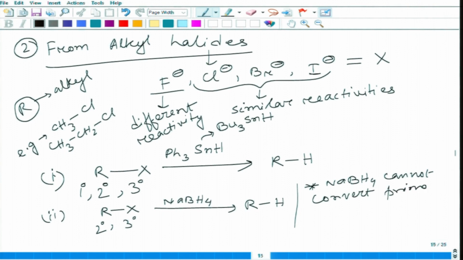primary alkyl halide to alkanes, because according to the mechanism in which this reducing agent acts, the reactivity of the primary alkyl halide is much lower than secondary and tertiary, and since this is a mild reducing agent, it acts only on secondary and tertiary.